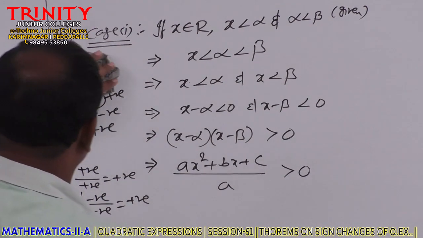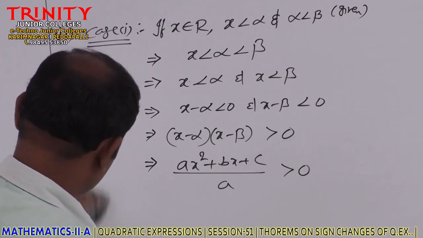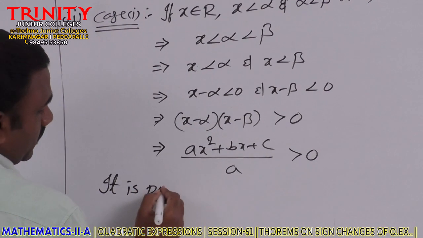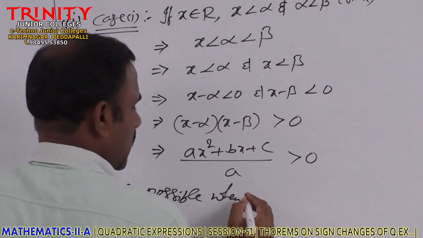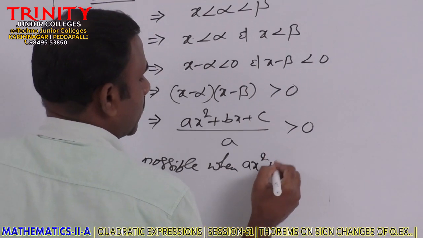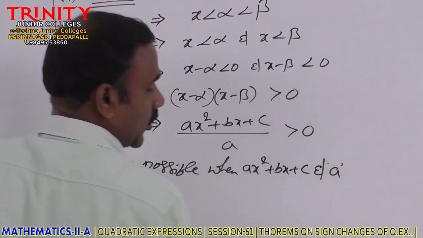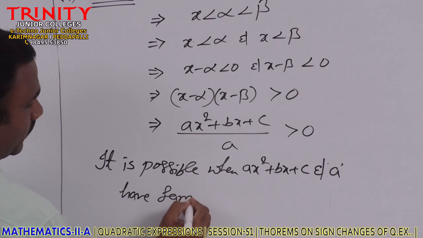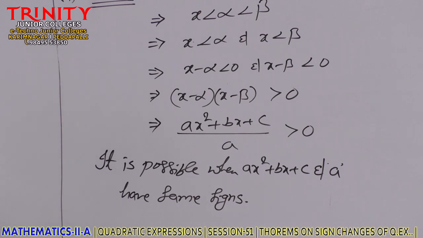Now I am writing the conclusion. It is possible when ax square plus bx plus c and a, the coefficient of x square, have the same signs. In this case, it is true now.